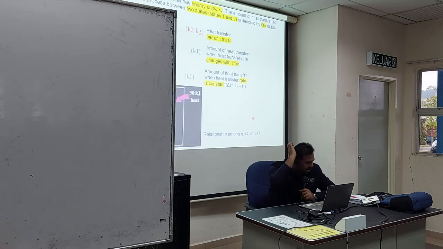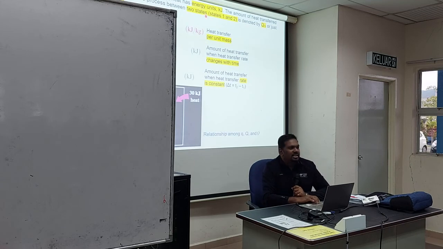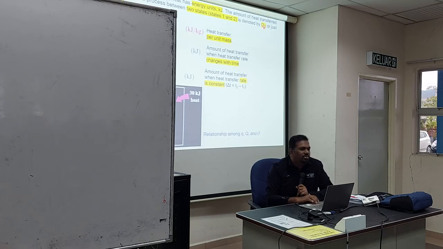Okay, a form of energy. So heat as an energy unit. So heat selalunya kita ukur dalam kilojoule. The amount of heat transfer during a process between two states. So katakan dalam proses tu ada dua state, state 1 and state 2. Kita selalunya tulis Q12, ataupun Q12 or just Q. You can just write Q.